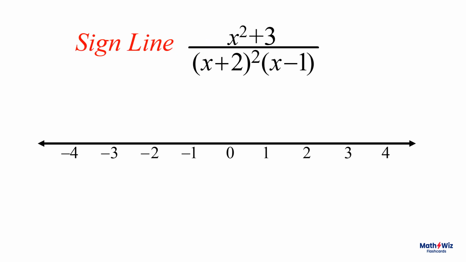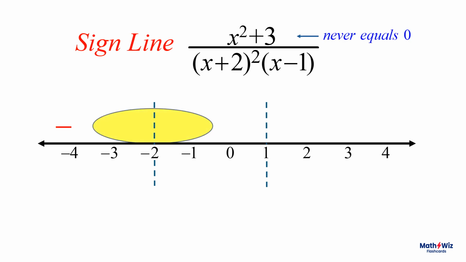Our last expression is complicated. It has terms in the bottom, one of them squared, and it has a term in the top, which is funny because it's never 0. X is negative 2 and x is 1 give us vertical asymptotes, but this x squared plus 3 term in the top is never 0.